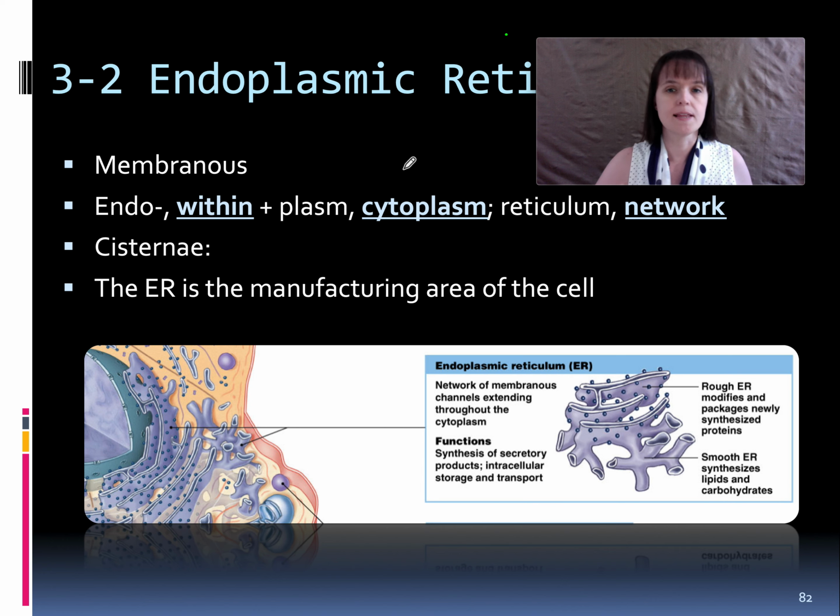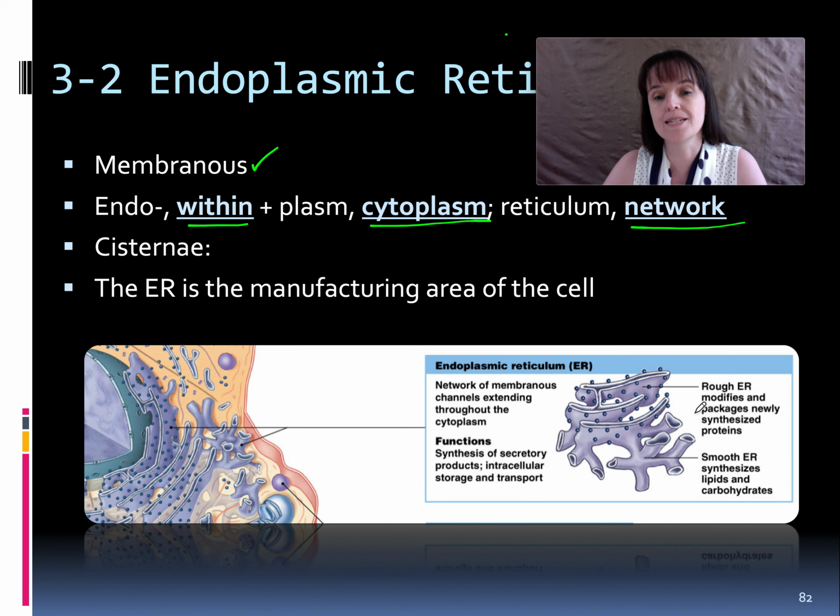So let's start with the endoplasmic reticulum. The endoplasmic reticulum, is it membranous or non-membranous? Well, we're in the membranous organelle section, so I'm going to go with membranous. Plus, I mean, look at it. It's got a membrane. So endo means within, plasm refers to the cytoplasm, and a reticulum is a network. So this is a network of chambers inside the cytoplasm. And the chambers are called cisternae.